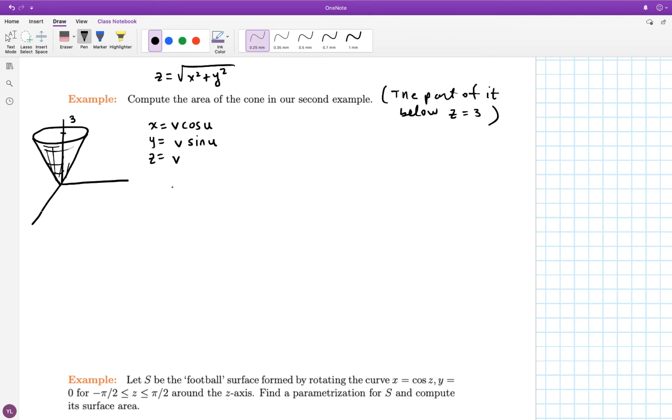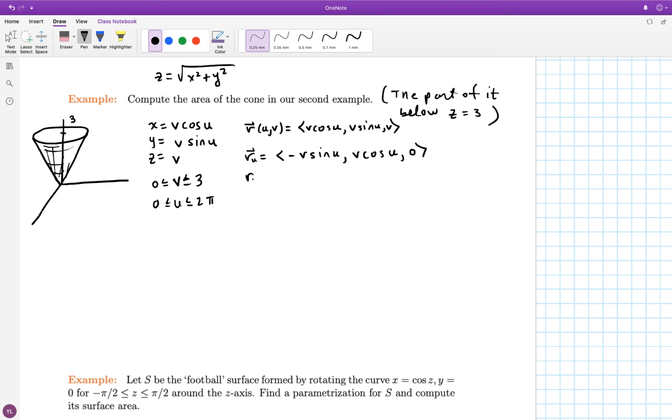All right, and so if I want to choose the appropriate parameter space to sweep out exactly this part of the cone here, then v is going to go from 0 to 3, because v coincides with z in the picture. And then u needs to go the full circle, so we'll make it 0 to 2 pi. So our parameterization then is this vector function. And now we can compute the integrand of the surface area formula.